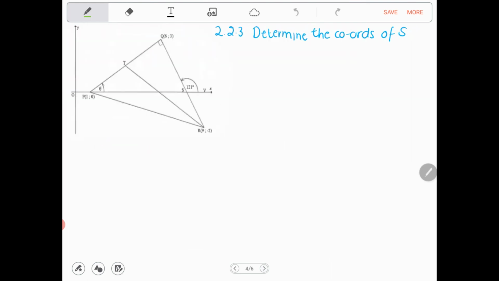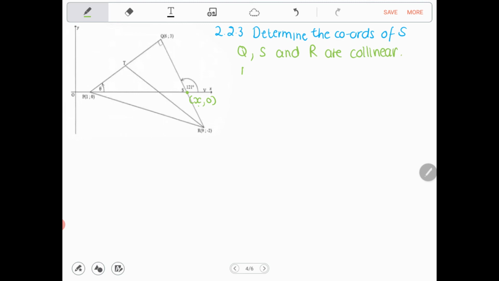All right, find the coordinates of S. Well, we read that this was on the x-axis, so the x value would be an x and the y value would be a 0. So there are different ways of doing this. You could just work with the collinear points. We could say Q, S, and R are collinear.